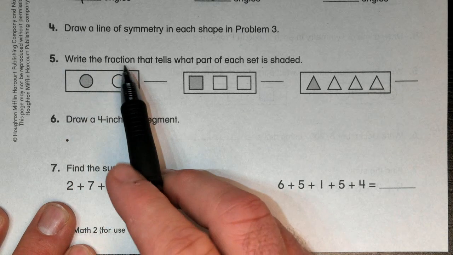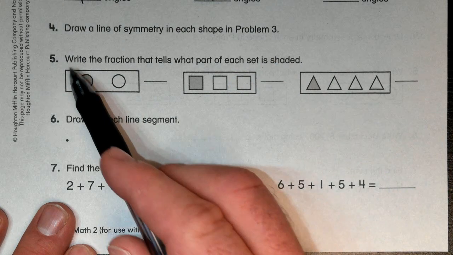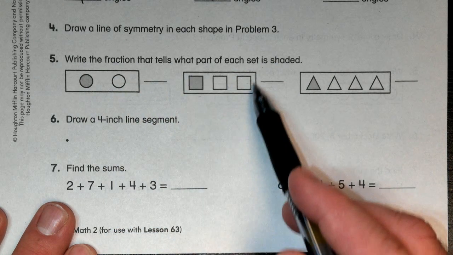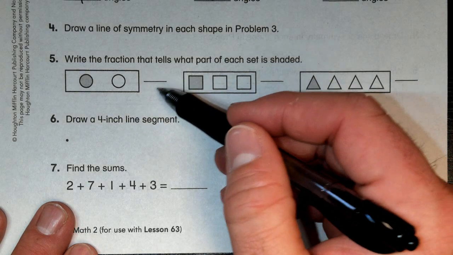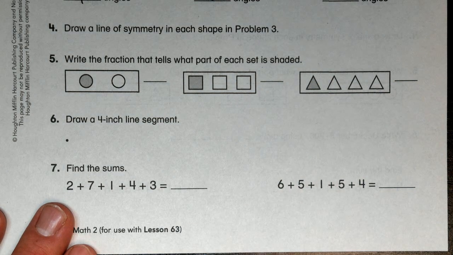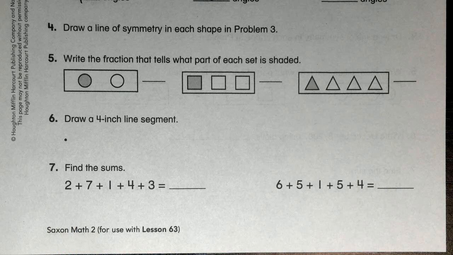Number 5 says, write the fraction that tells what part of each set is shaded. So we've got our rectangle here with a bunch of different shapes in there. Those are called our sets. Now, we know we have our numerator and we have our denominator. Our denominator always tells us, it's the bottom number, and it always tells us how many pieces there are of a shape, of a set. It tells us how many we need to have total.